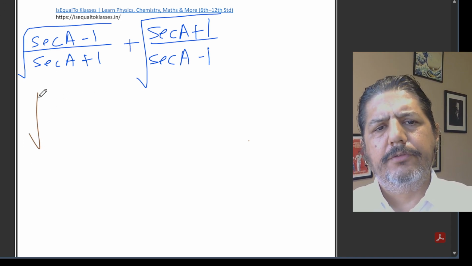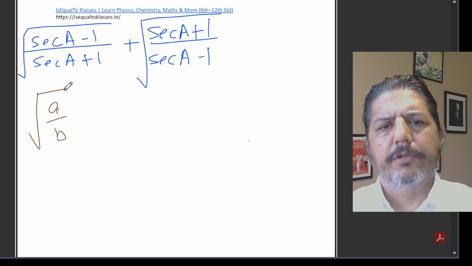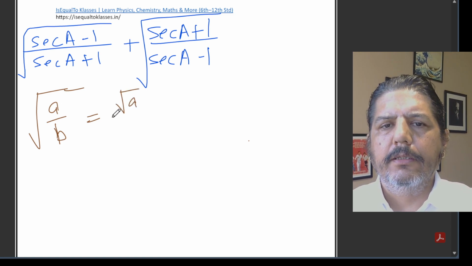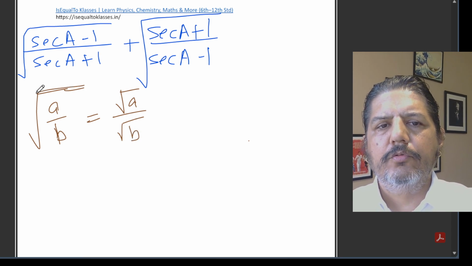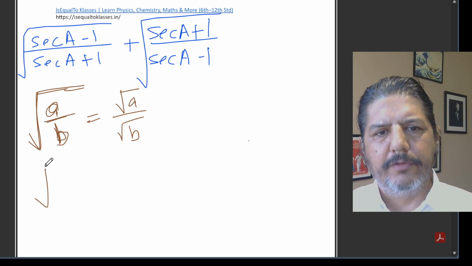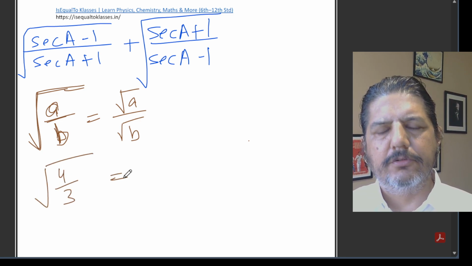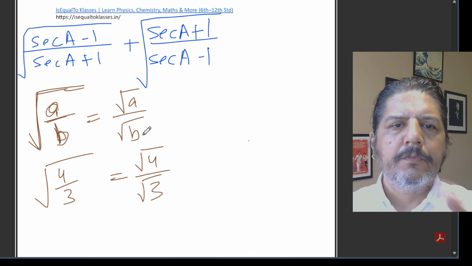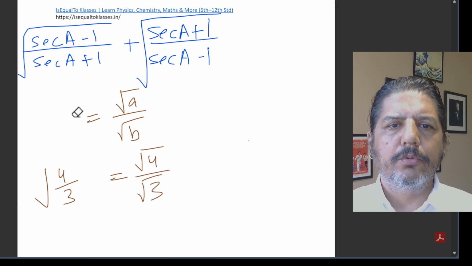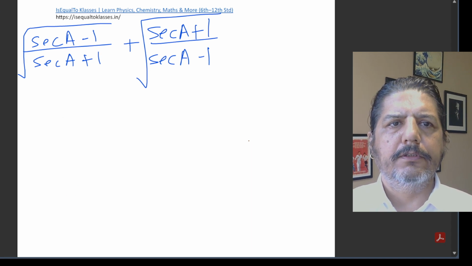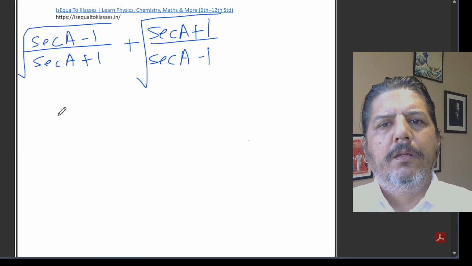because I've seen a lot of kids face difficulty in square roots. So this is equal to root a upon root b. If there is a square root on a fraction, the square root can be broken into numerator as well as denominator. So for example, square root of 4 upon 3 can be written as square root 4 upon square root 3. So this is something that I need to discuss before we start doing this question.